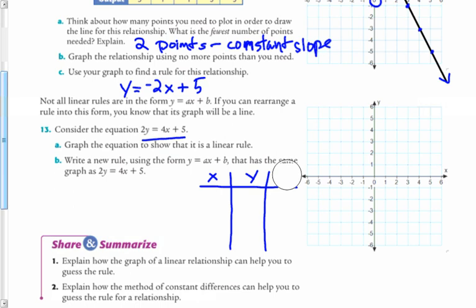I made my table a little bigger just so I can do some computing here for y. So let's say x is 0. Maybe 0 is a nice number. So if I put in 0 for x, then I get 2 times y is equal to 4 times 0 plus 5.